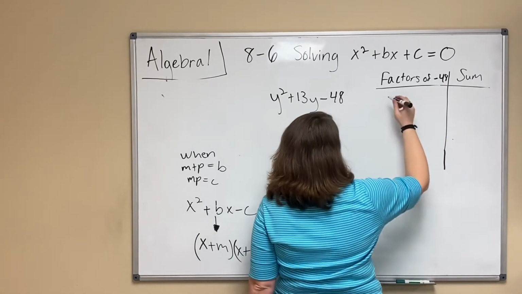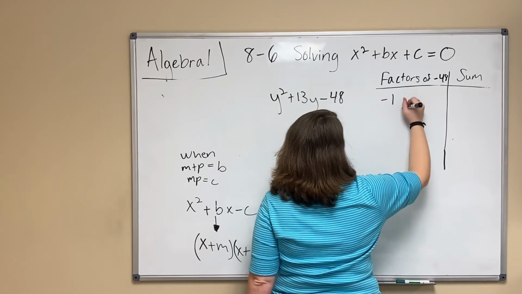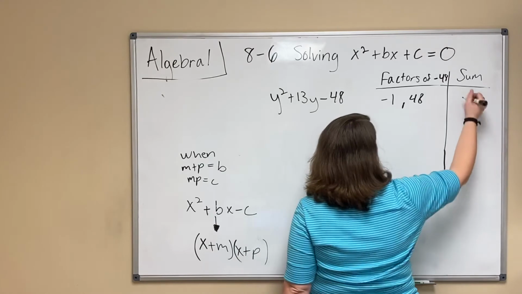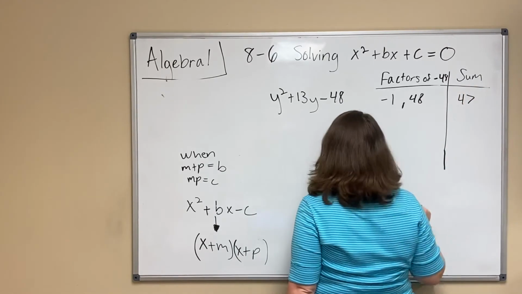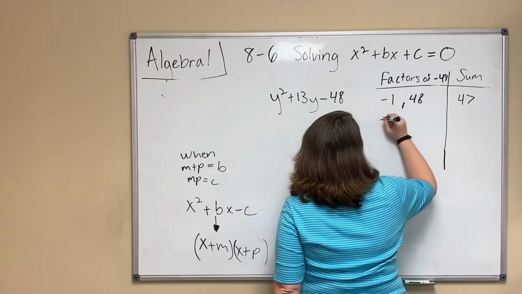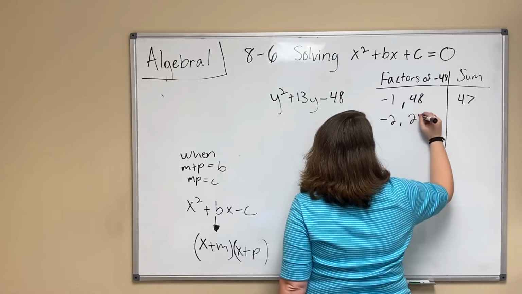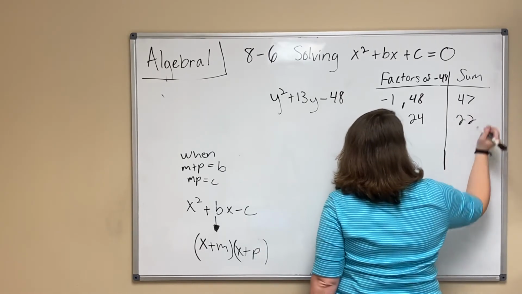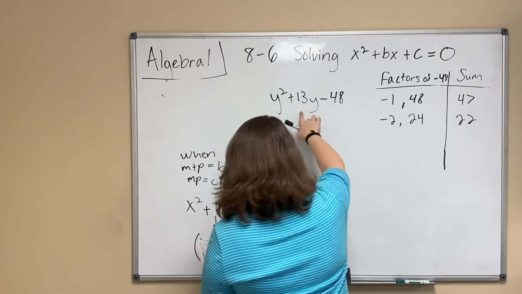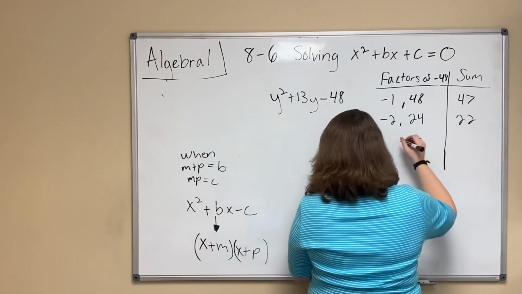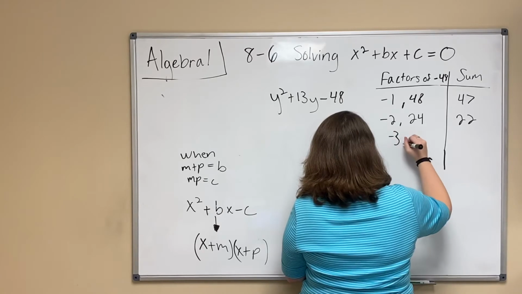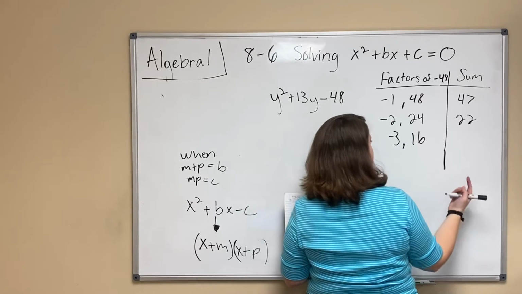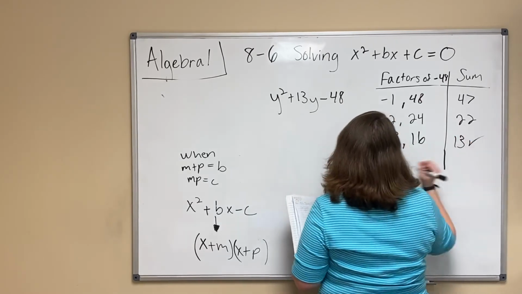And what I'm going to do, I'm going to start with -1 and 48. But -1 plus 48 is just 47. So that's probably not the answer we're looking for. Then I'm going to try -2 and 24. But -2 plus 24 is 22. So that's still bigger than 13. So now I'm going to try -3 and 16. -3 plus 16 is 13. So that's the one we're looking for.